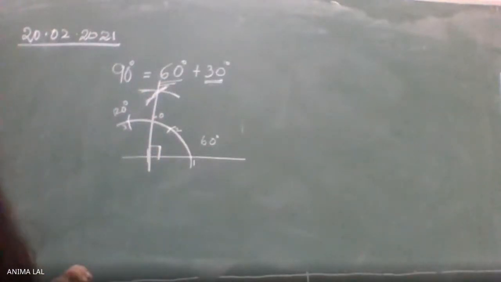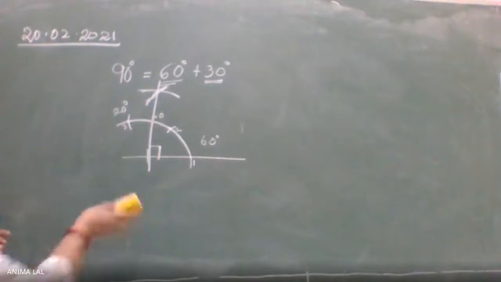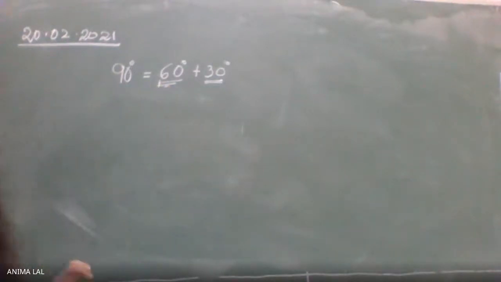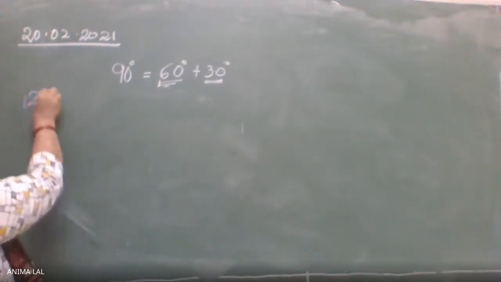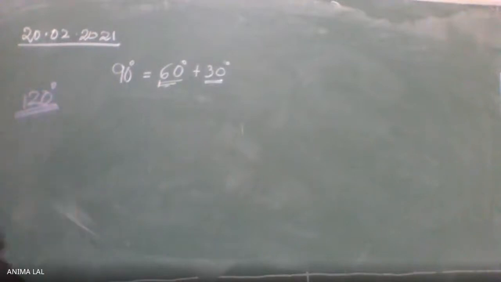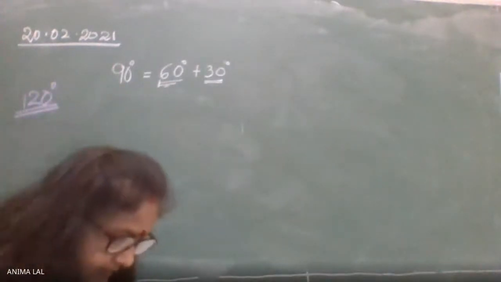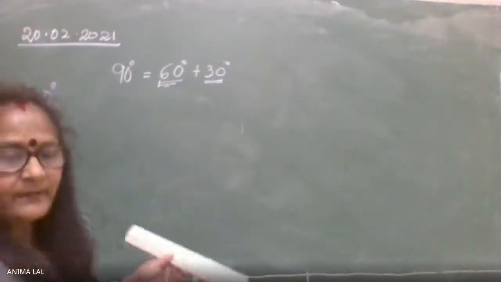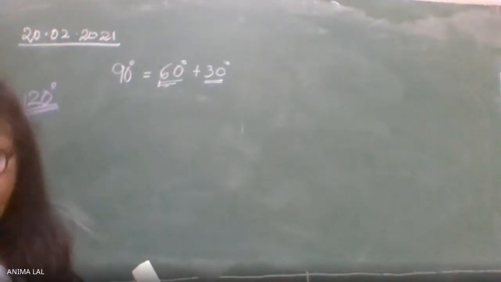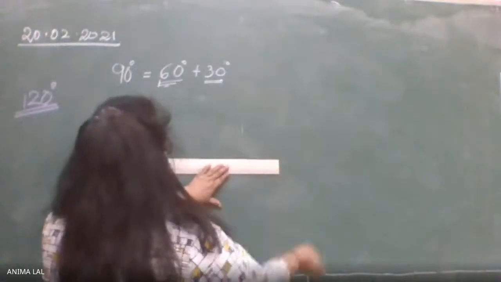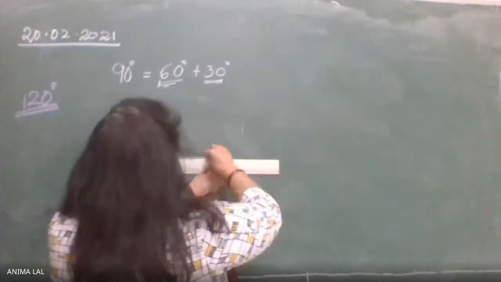I will show you stepwise. So let us start doing it stepwise. So when we are doing 90-degree angle, we are also learning how to make a 120-degree angle. So first let us make a 120-degree angle. Draw a straight line.